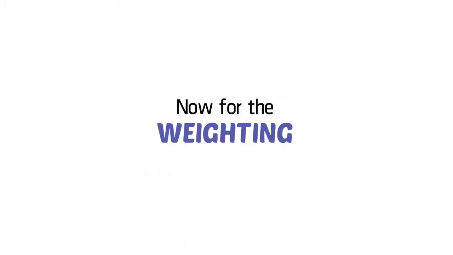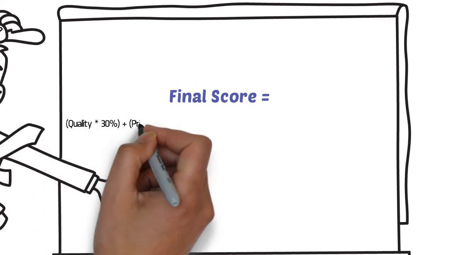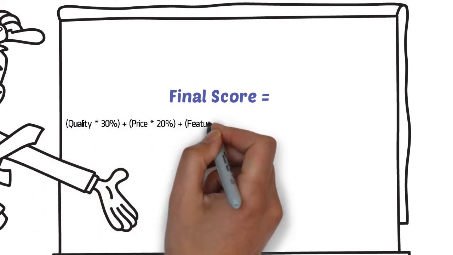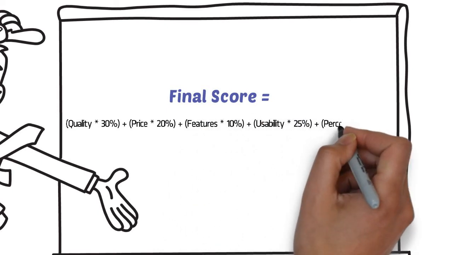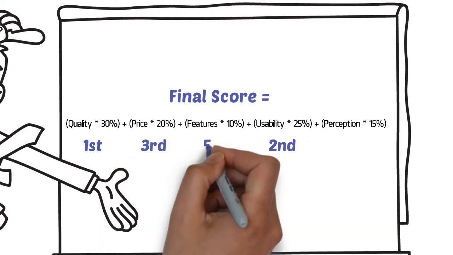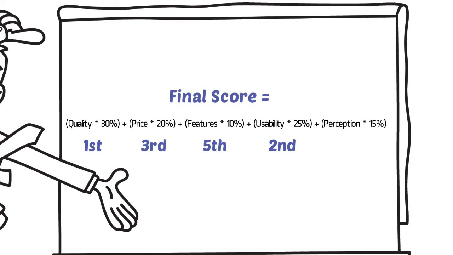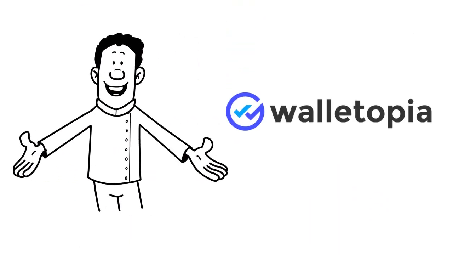Now for the weighting. Here is the formula. Final score equals quality, 30%, plus price, 20%, plus features, 10%, plus usability, 25%, plus perception, 15%. As you can see, quality is the high mark as it should be, followed by usability, that's why we have a wallet, and then by price. Features, while interesting, don't always make a great wallet, but the companies who produce them do, which is why the perception mark exceeds features. You now understand the background and thinking that went into the Walletopia rating system.